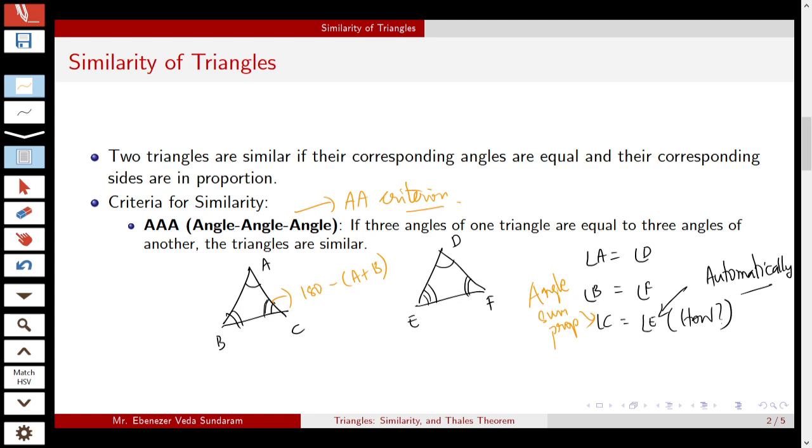What happens if not all three angles are given, or only one or two angles are given? If I say these three angles are equal, I say triangle ABC is similar to triangle DFE, because the order also matters here, right? Why not DEF? If I write DEF, then angle B, which is in the middle, should be equal to angle E, but that doesn't hold true here. So triangle DFE should be the correct order.